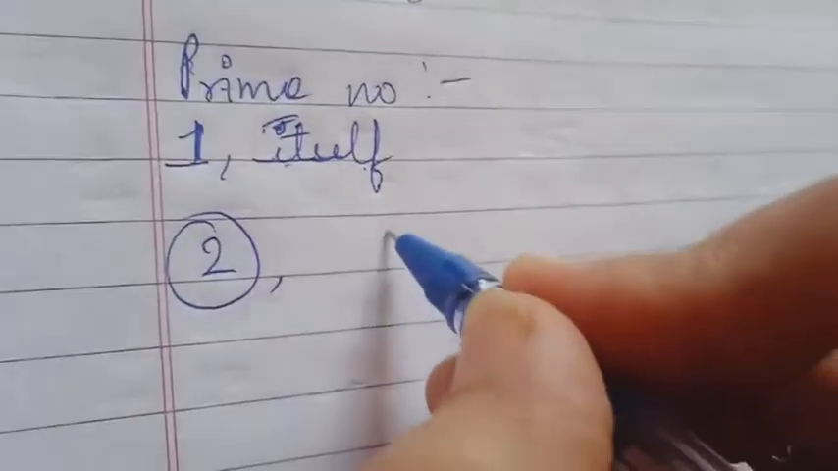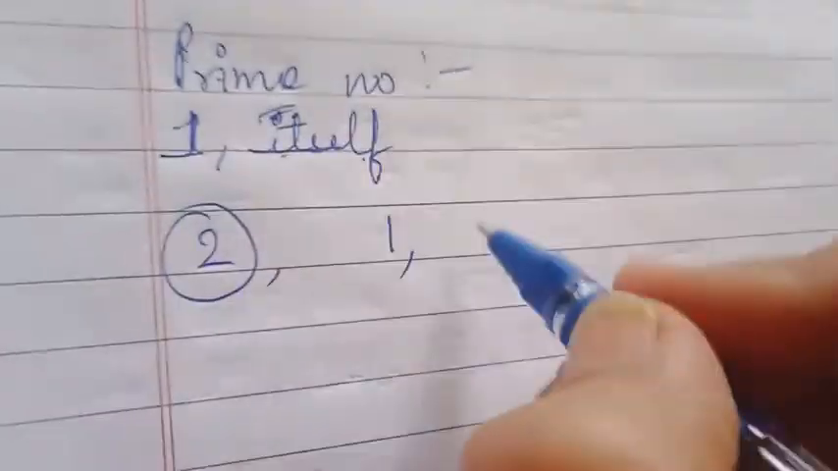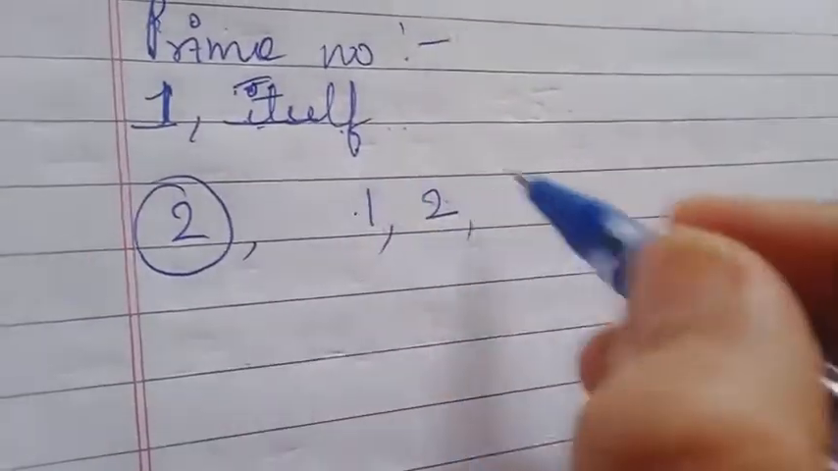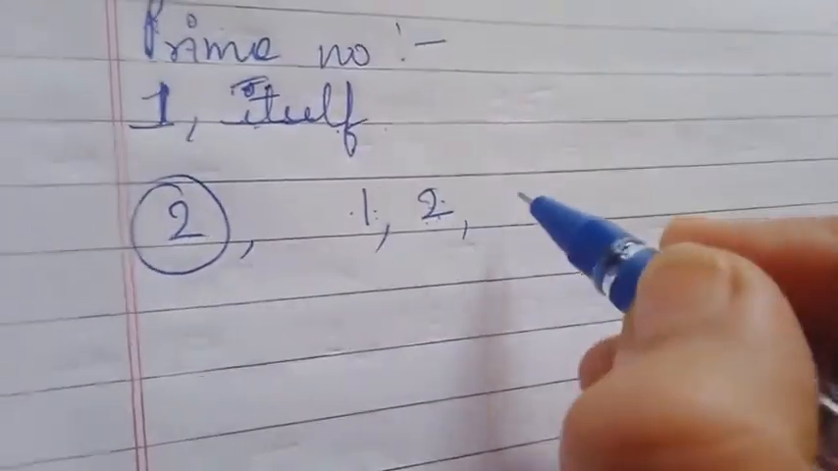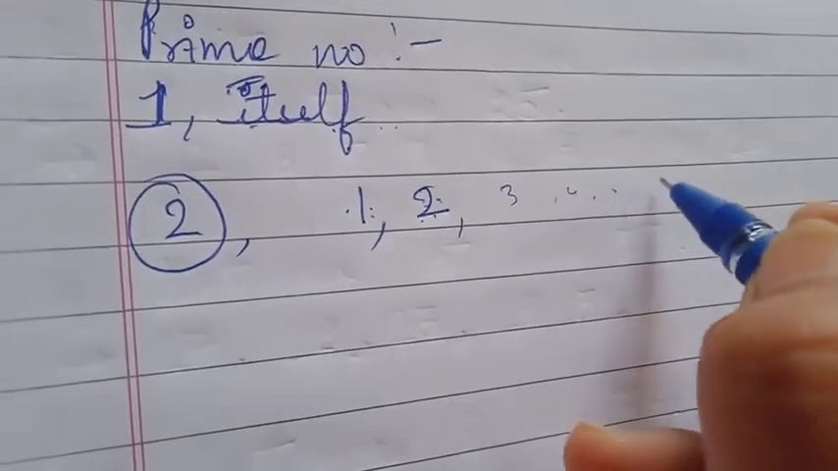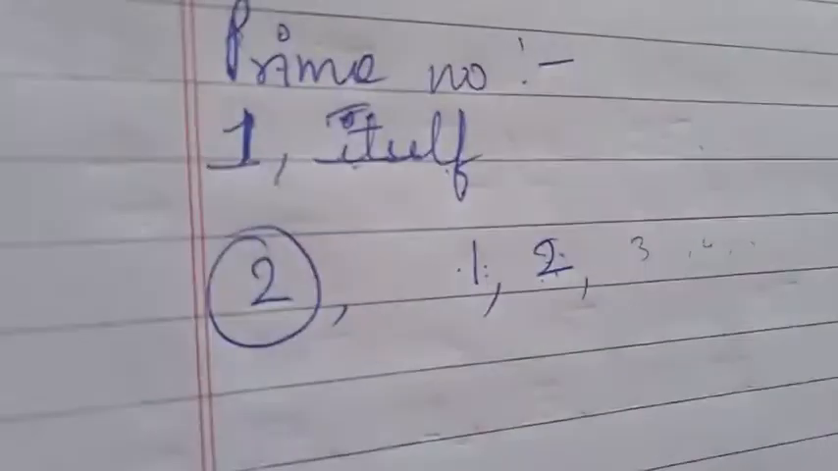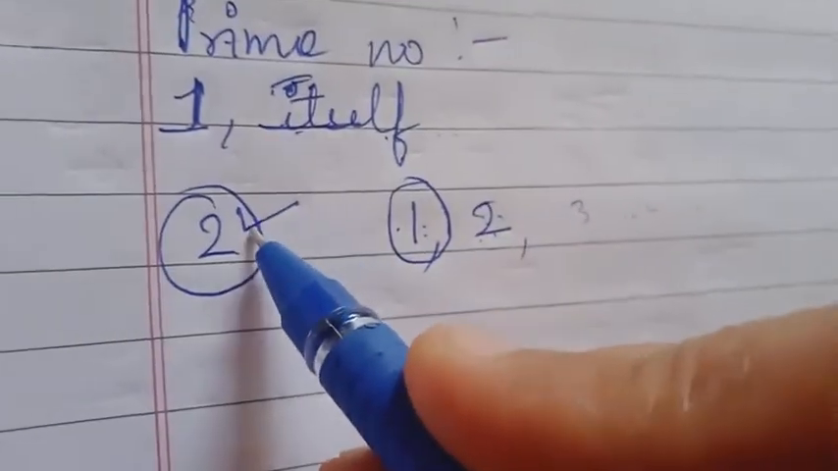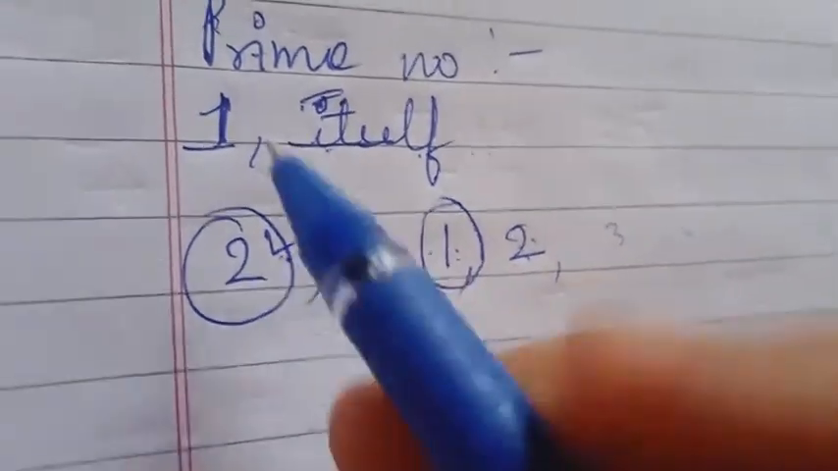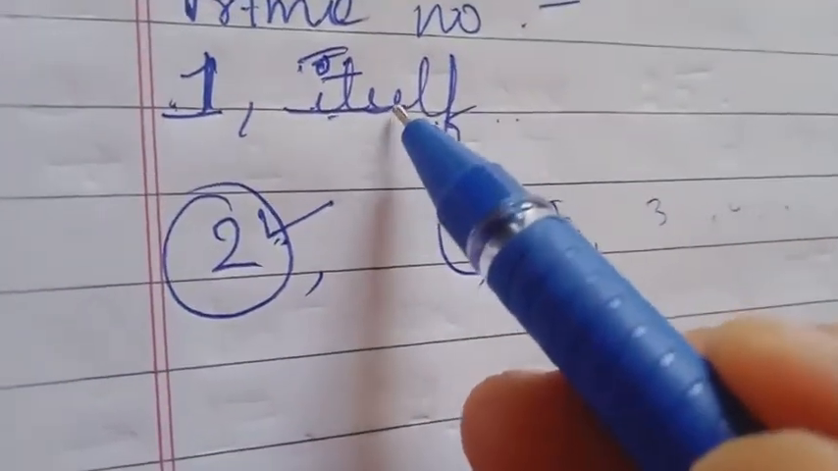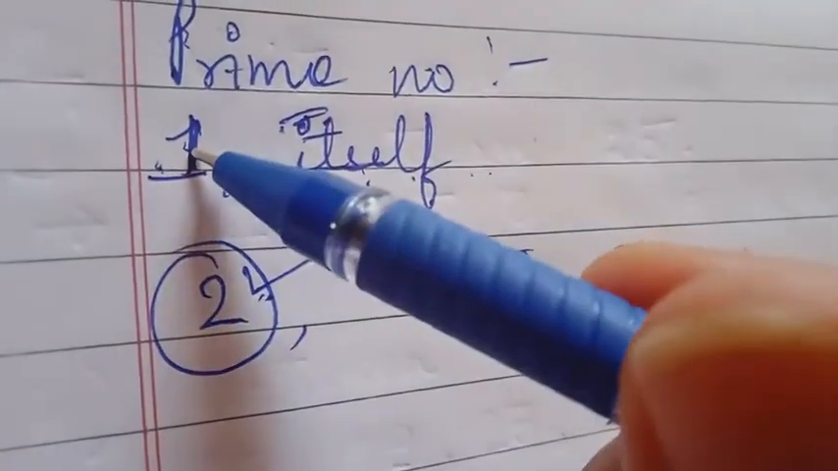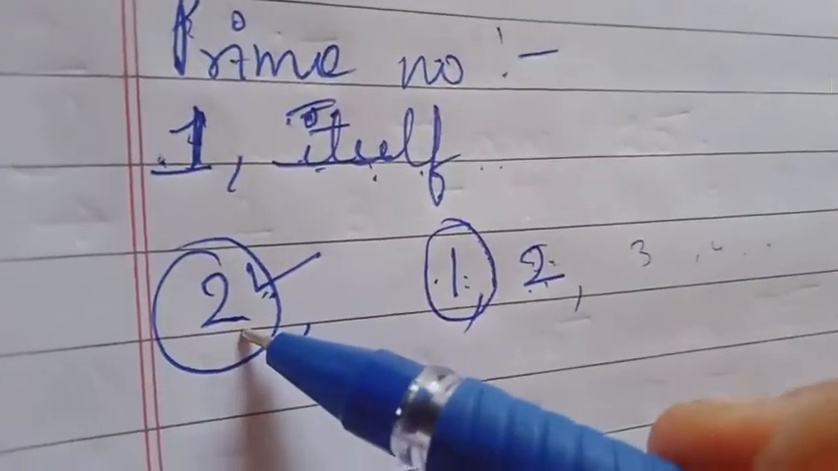2 comes in the table of 1 and 2 itself. 1 2s are 2, 2 1s are 2. After that, 2 doesn't come in 3's table, 4's table, 5, 6, 7, 8. It doesn't come in any other table. So we say that 2 is a prime number. Why? Because it comes only in 1's table and its own table, or 2 is only divisible by 1 and the number itself, that is 2.